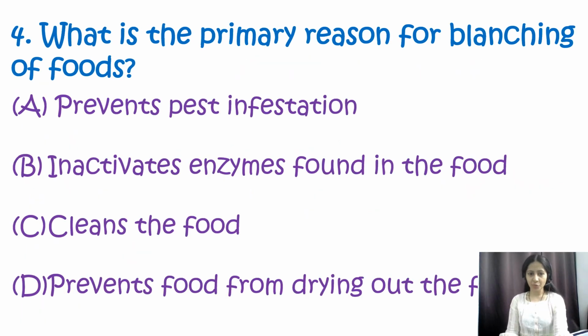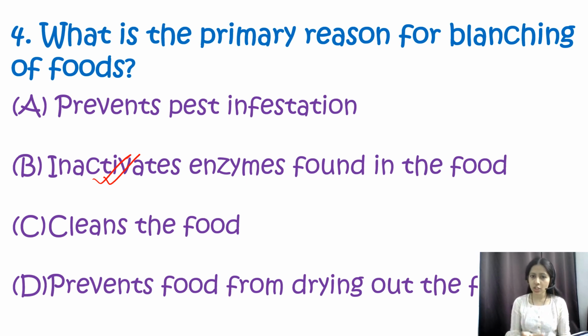So question number 4. What is the primary reason for blanching of food? Options are it prevents pest infestations, it inactivates enzymes which are found in food, it cleans the food, or it prevents food from drying out. So over here my correct option will be option number B, that it inactivates enzymes which are found in food. The primary reason for blanching of food is to inactivate the enzymes found in food.